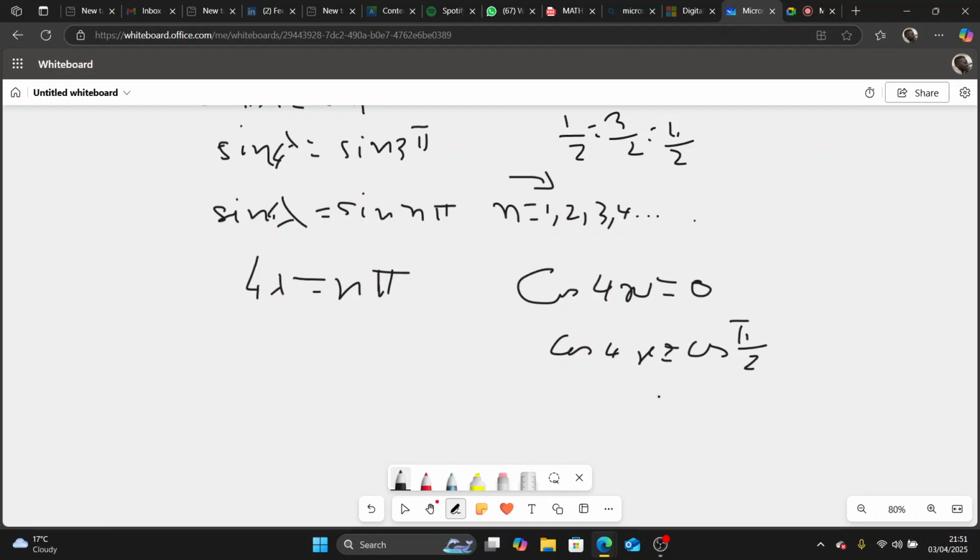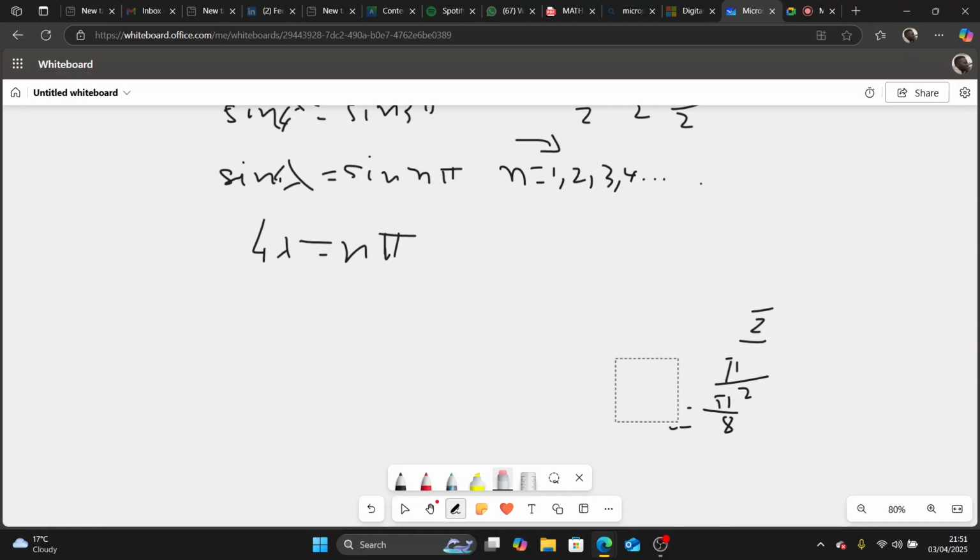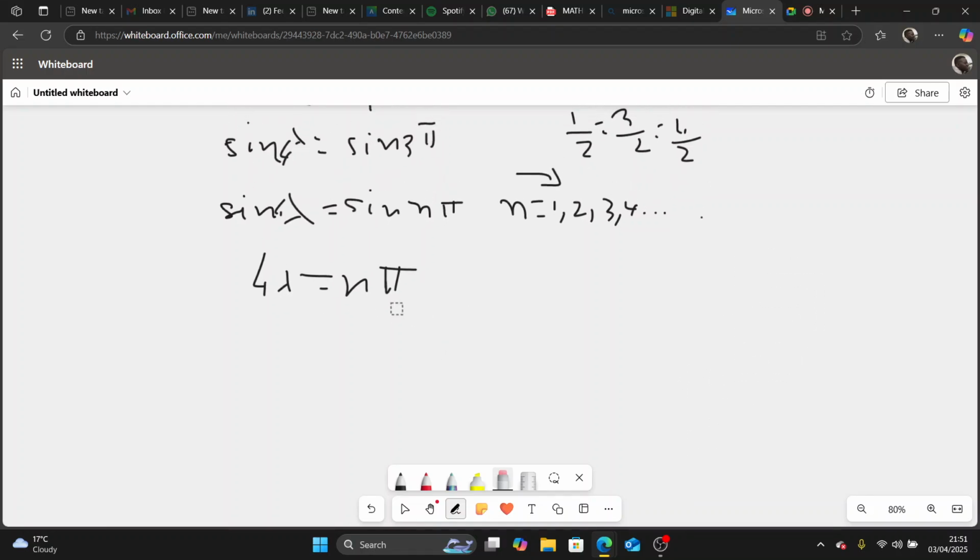When it comes like this, you equate this angle. These angles are equatable. So you have 4x to be equal to what? Pi over 2. So now you can solve for the unknown x, which is pi over 2 divided by 8. That is how you do it. It's the same logic also here. So you equate the angles here, and this is what you have. And then you can solve for lambda here.